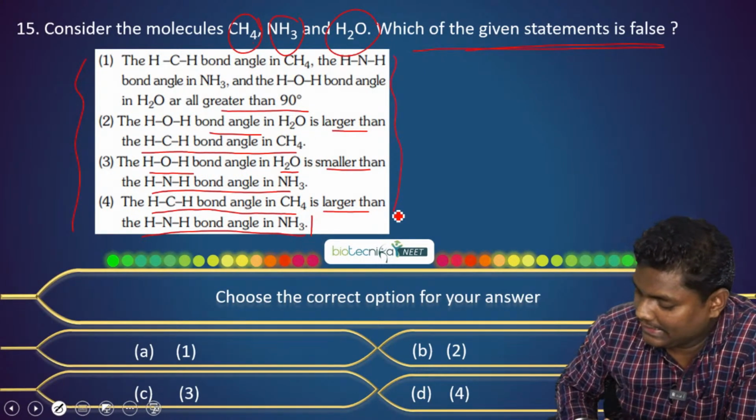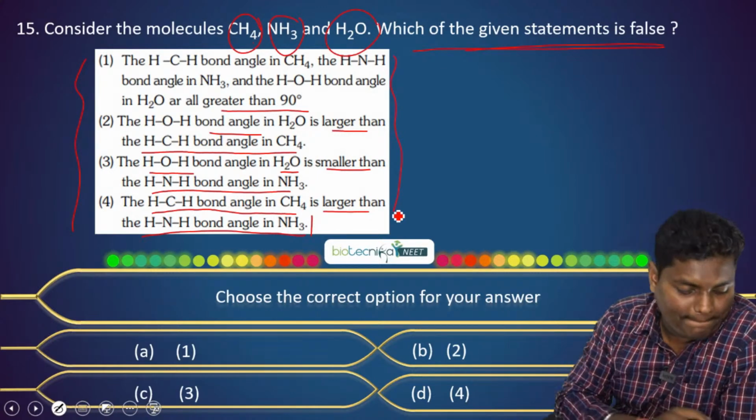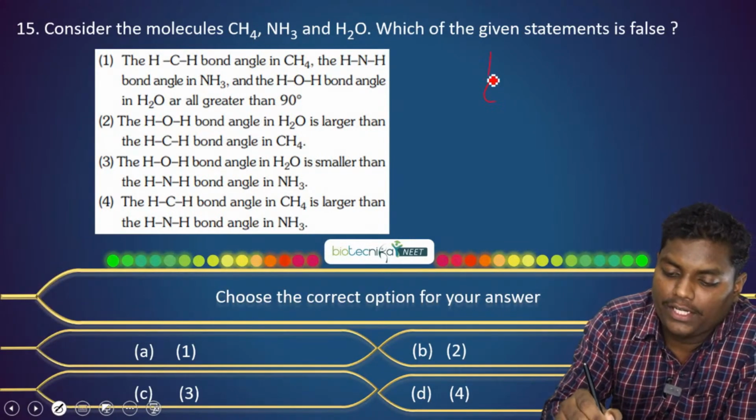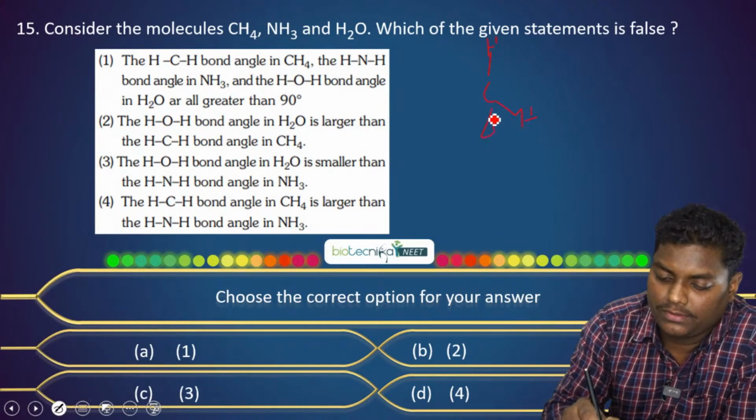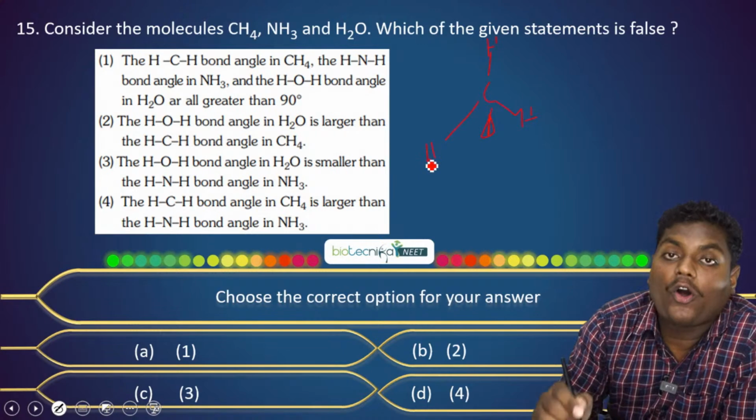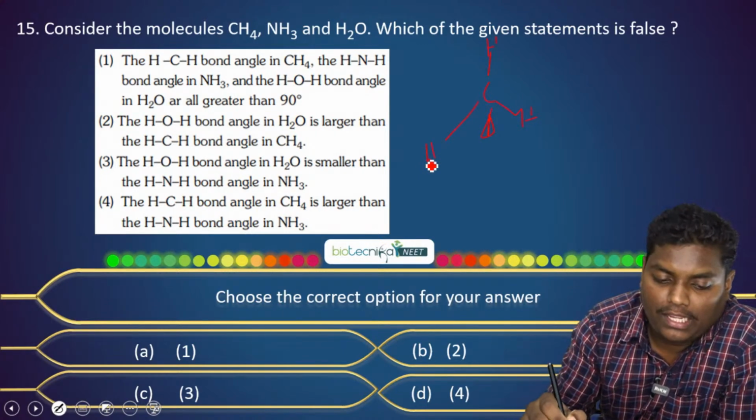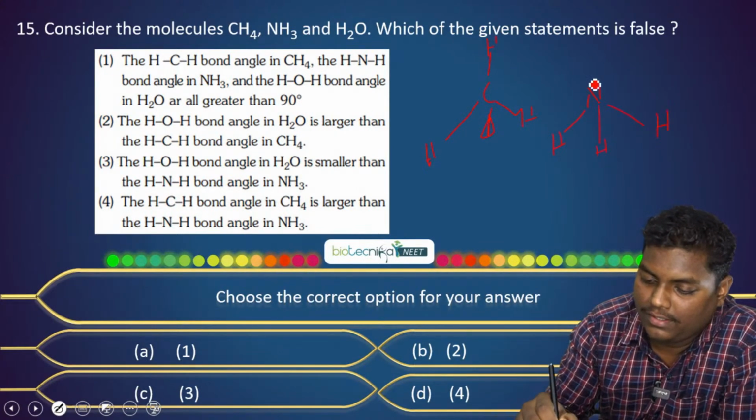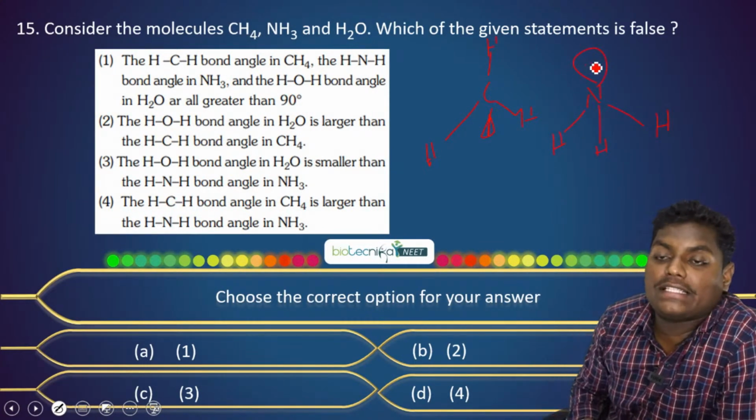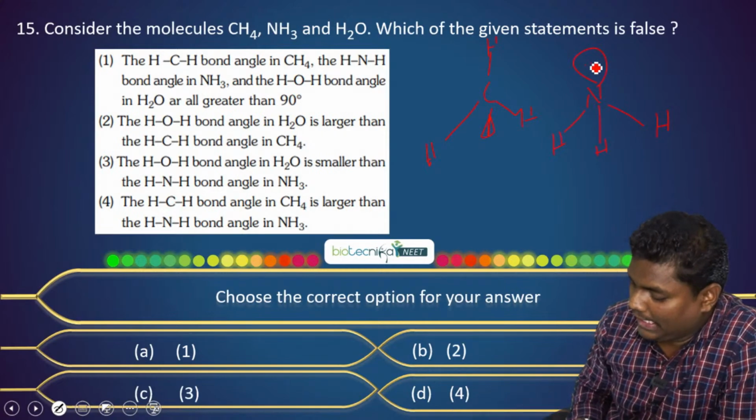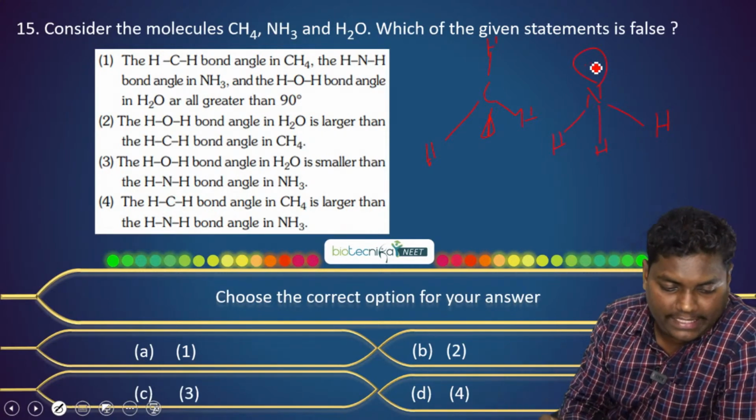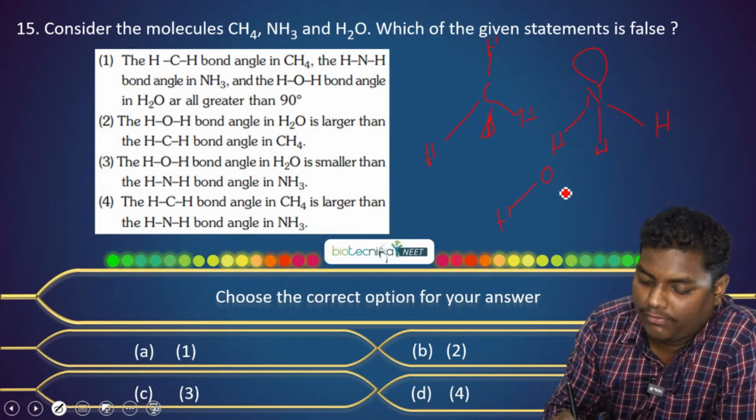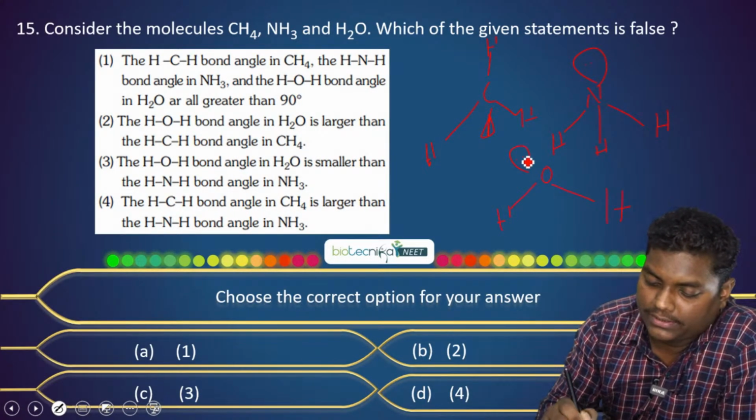Okay, Pankaj Kumar is saying option C. Okay, let's understand this. So we have a methane molecule here. Here all are bond pairs. Now if we draw an ammonia, we can see a lone pair over this ammonia. Matthew is saying option B. Great, Matthew. And for water we have 2 lone pairs.